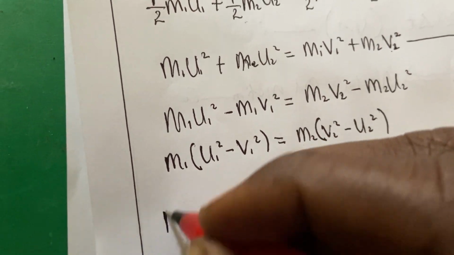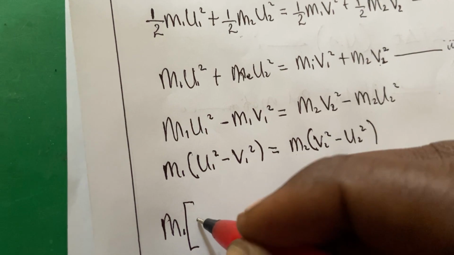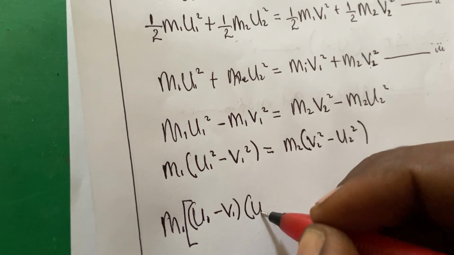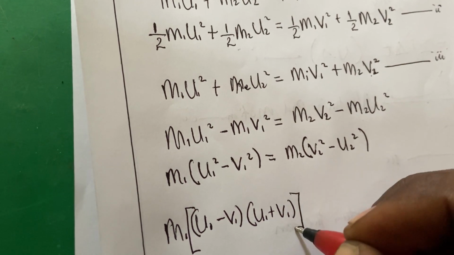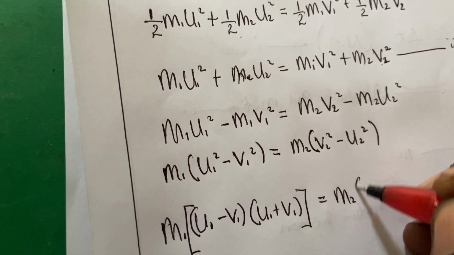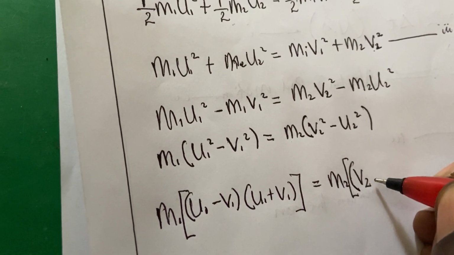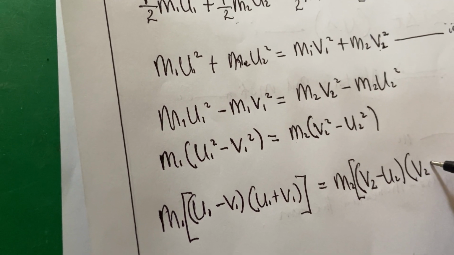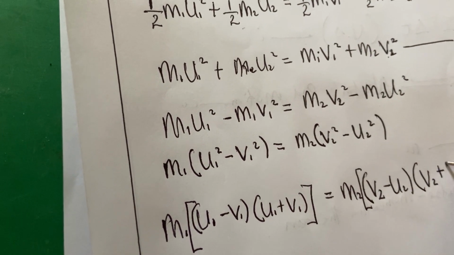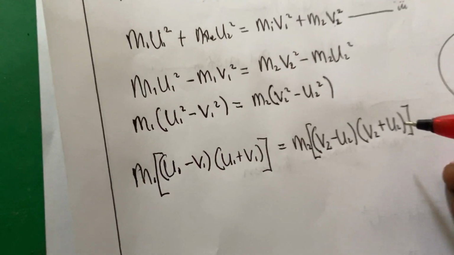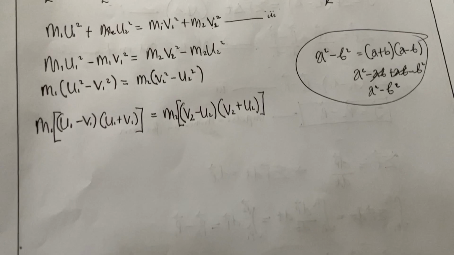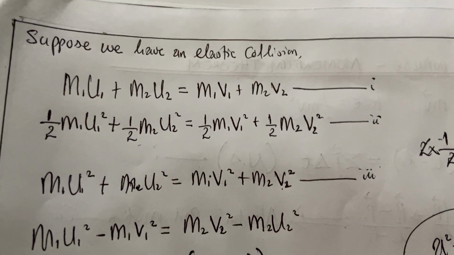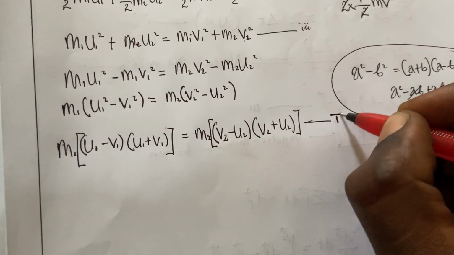So using the difference of two squares, it means for m1, I'll be having u1 minus v1 multiplied by u1 plus v1. The same thing applies for m2: I'll be having v2 minus u2 multiplied by v2 plus u2. Right, this is what we'll be having, and I'm going to tag this with a very big I.